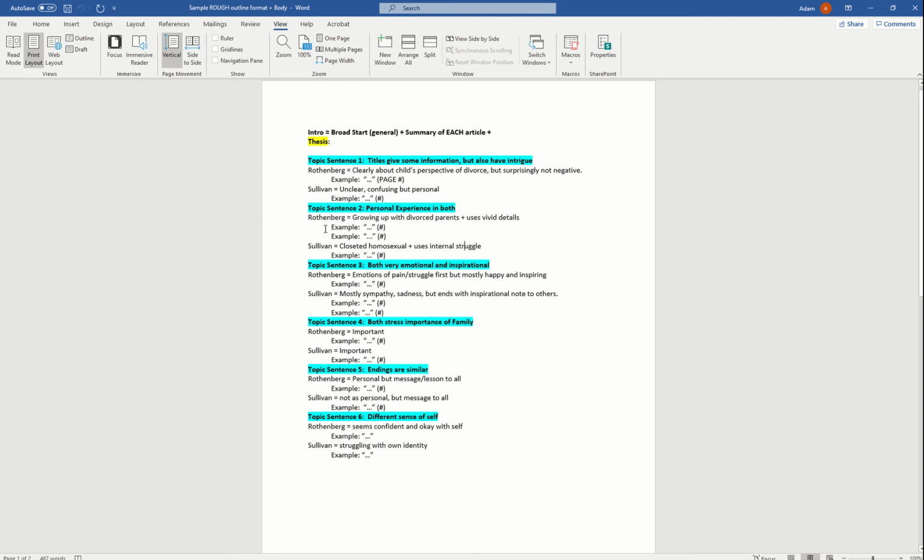Okay, so my next one, I like the idea that there was personal experience in both. So her personal experience is this, and I'll come up with some quotes to prove that. His personal experience is this, and I'll come up with a quote to prove that. How many examples you have doesn't matter, as long as you have at least one for each author. So at least one for Rothenberg, at least one for Sullivan in each pair to prove each point.